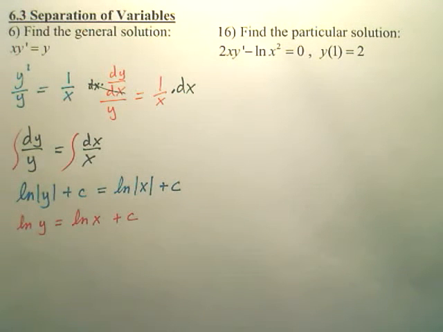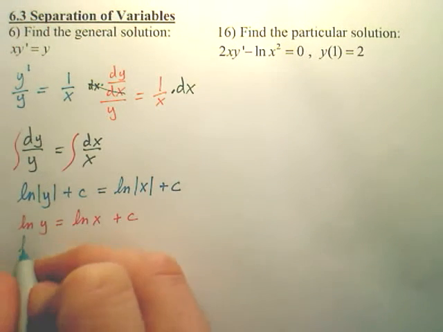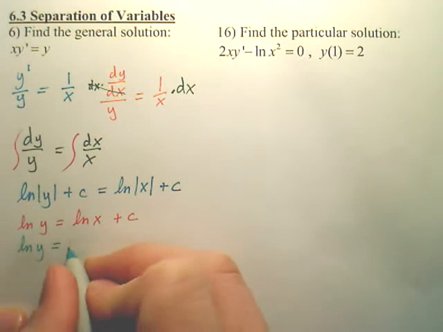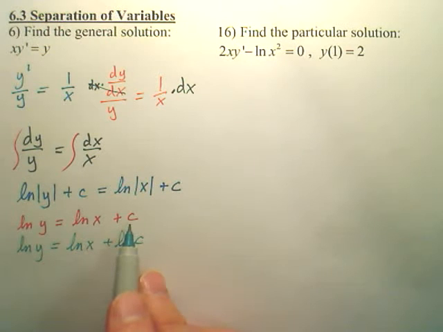Now, there's a problem here. If I want to change this to get y equals, that plus c is kind of annoying. So watch this. This is going to kind of mess some of you guys up. But I'm going to write this as ln y equals ln x plus ln c. Now, if I haven't defined my constant yet, could I make it an ln of it? Since I haven't defined it yet, can I just make ln of that constant?